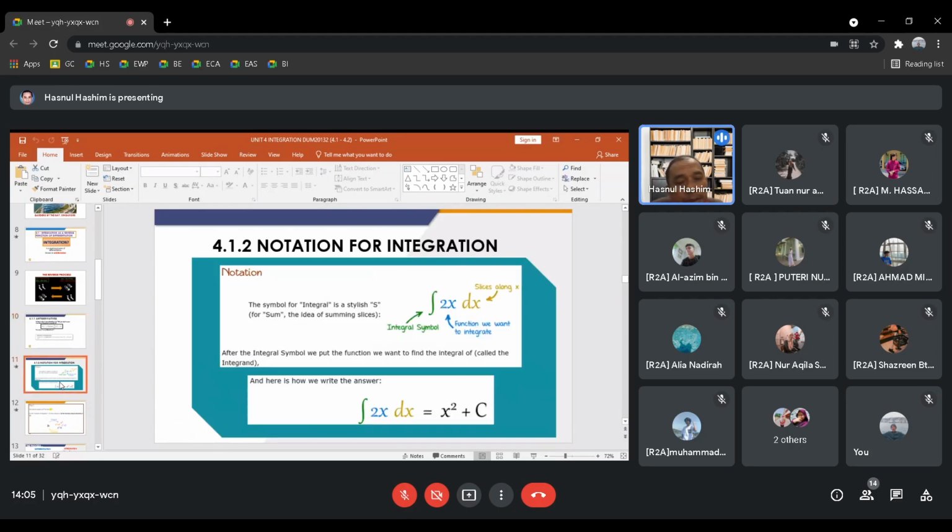We look at this one. Notation for integration: the integral sign is established as an S for sum, the idea of summing slices. That is the integral sum, and then the function we want to integrate, and then dx is slices along x. After the integral sign, we put the function we want to find the integral of. So here, when we integrate 2x dx, we have x squared plus c.